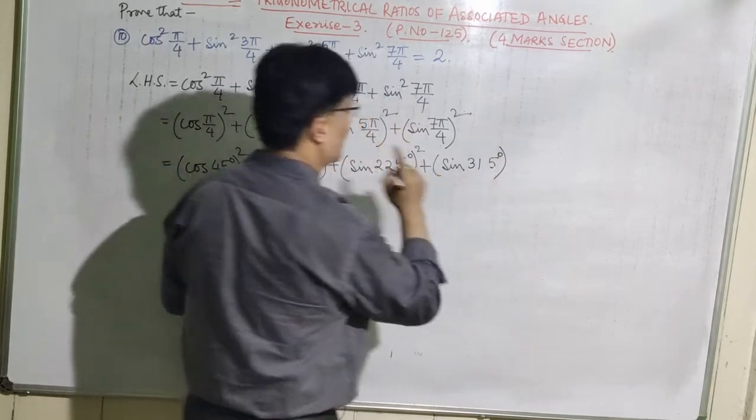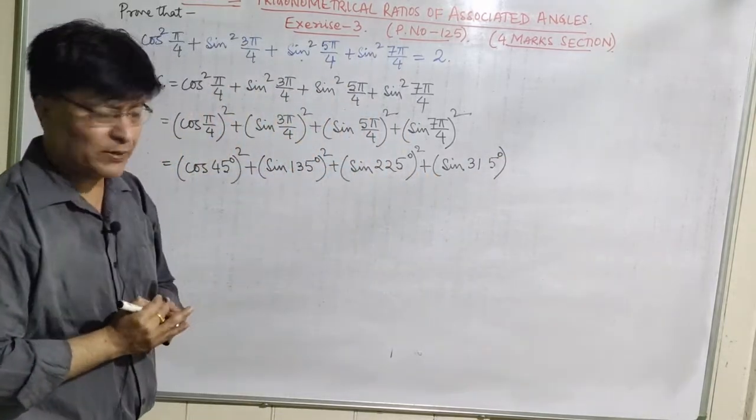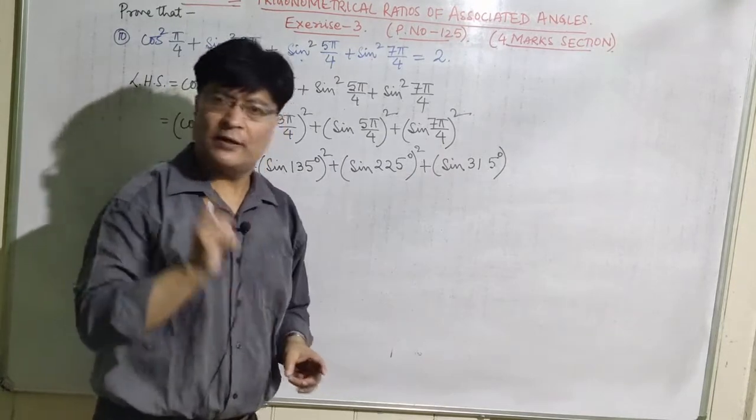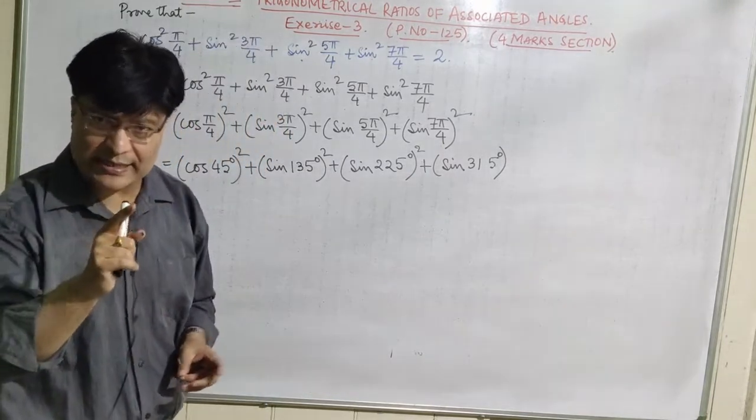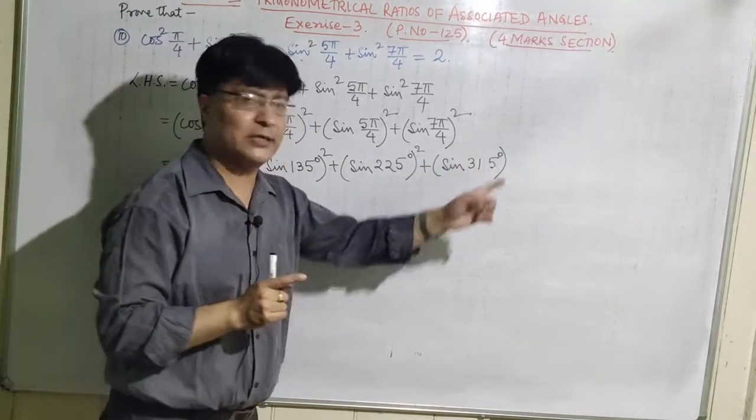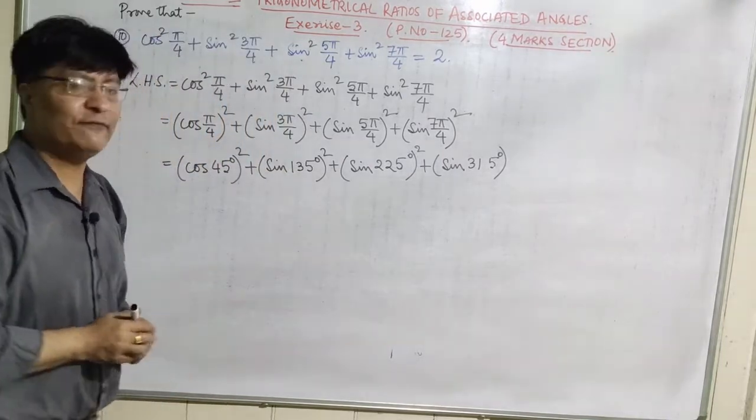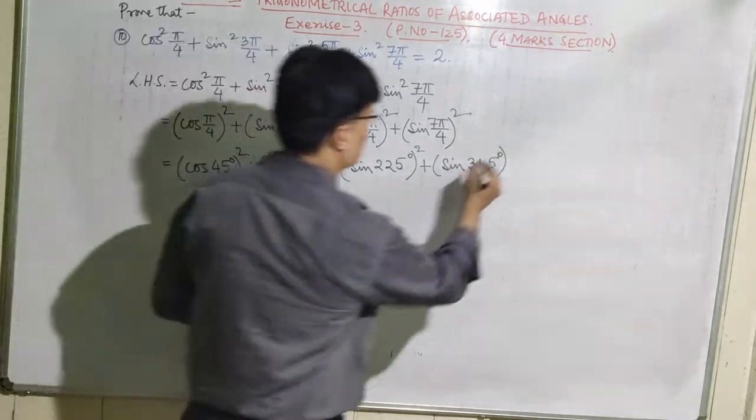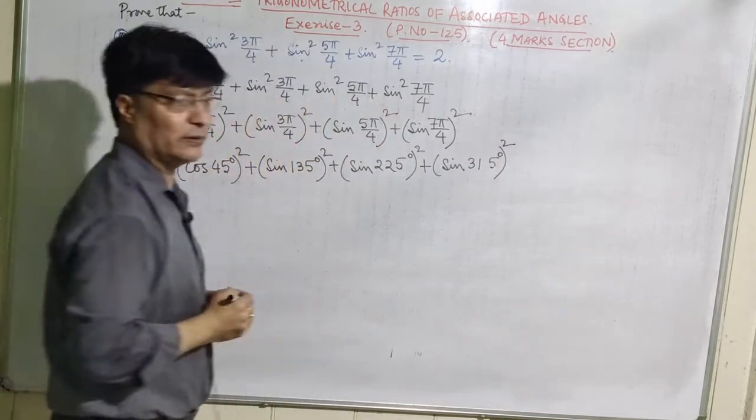Sorry. 45 into 7. That is 7 5s are 35, 3. 7 4s are 28. 28 plus 3 is 31. That is 315 degree. So this is also whole square.